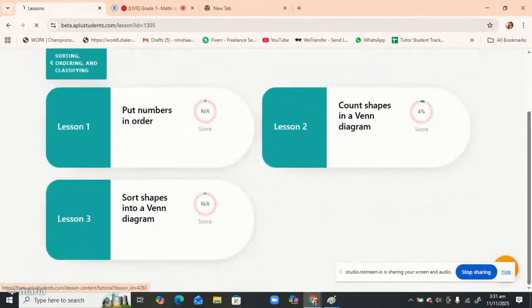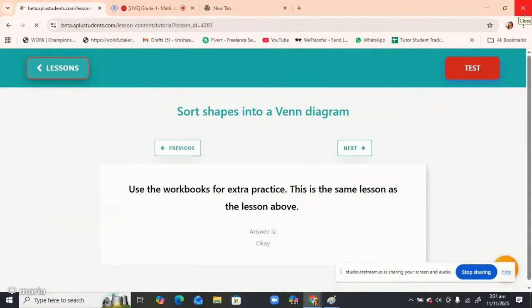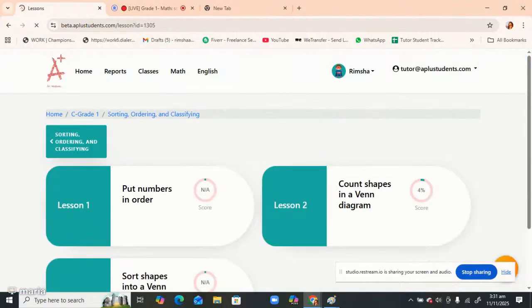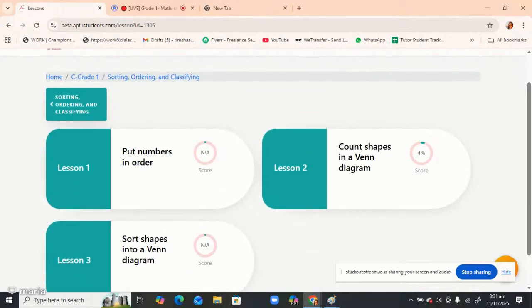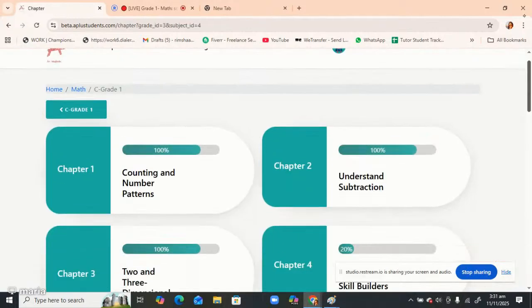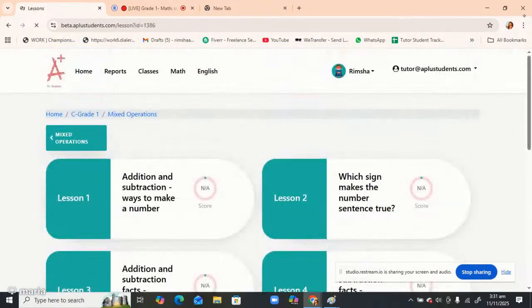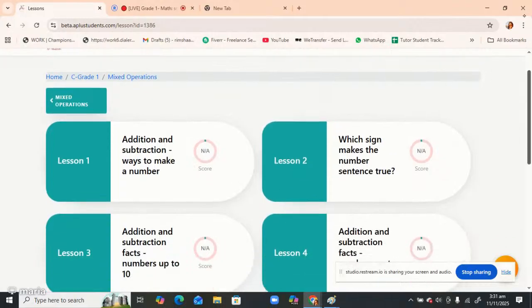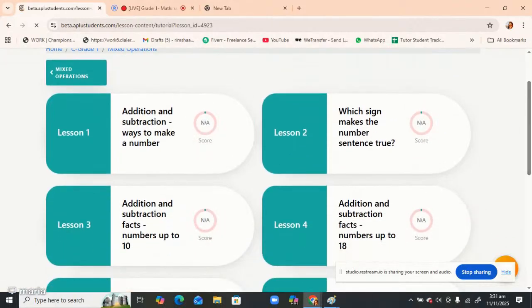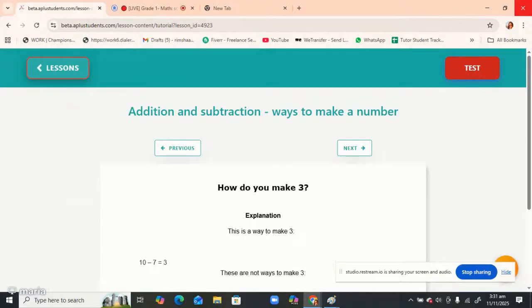And now discuss the last lesson of the day. Sort shapes into a Venn diagram. This is basically just a thing that you are going to check. Let's see the next, mixed operations. Okay. So here we can start the first lesson, which is addition and subtraction, ways to make a number. The remaining Venn diagram is just a practice for that. The same thing we already did, okay?